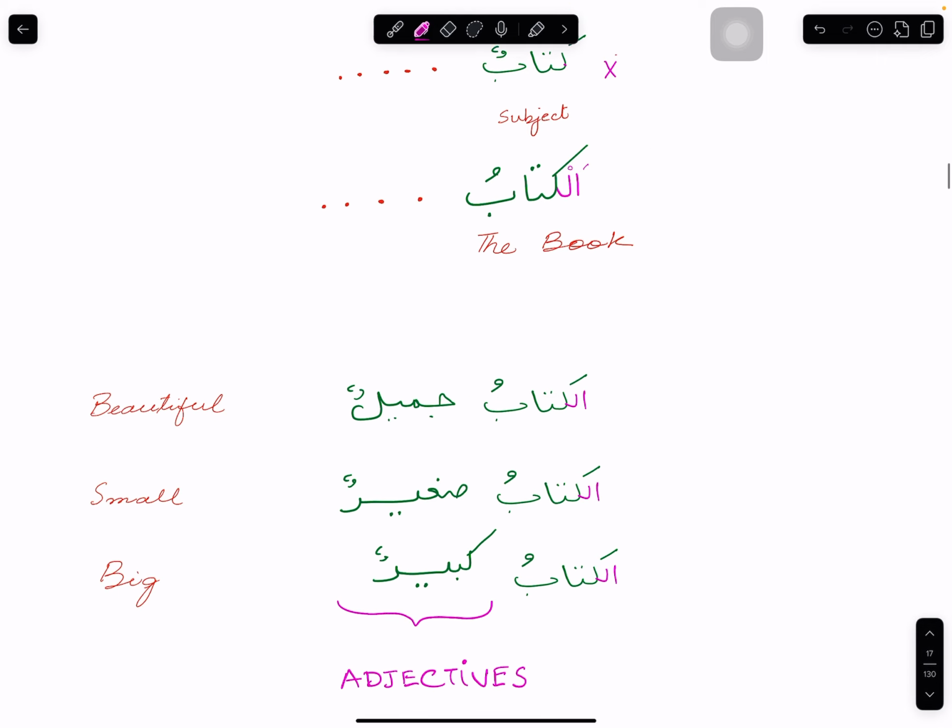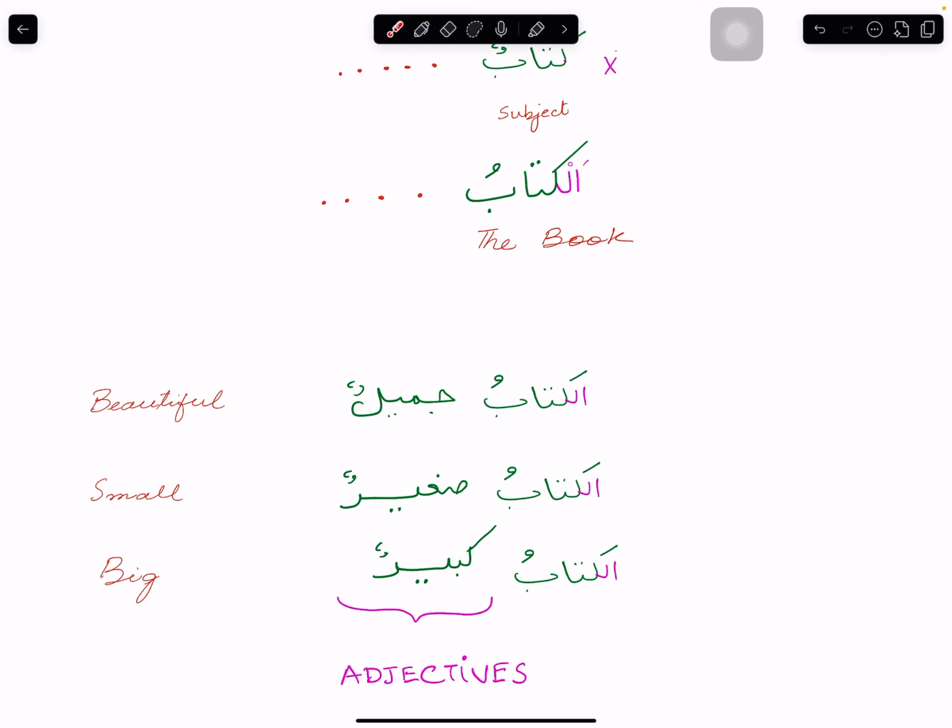Now we are adding a little bit more, because "the book" alone means nothing, right? You have to add some explanation to it, and that's where we bring in adjectives. So jamilun, beautiful; saghirun, small; kabirun, big. Keep in mind that I still have tanween there. I didn't remove the tanween here. So I cannot say al-kitabu jamilan or al-kitabu jamilin. No. If this is dhamma, this becomes two dhammas with the tanween. So this really follows the noun here.